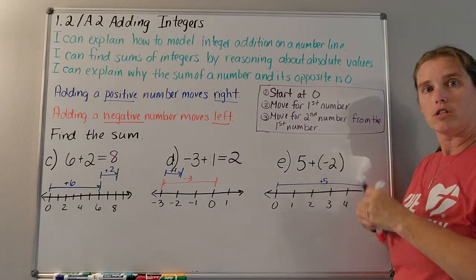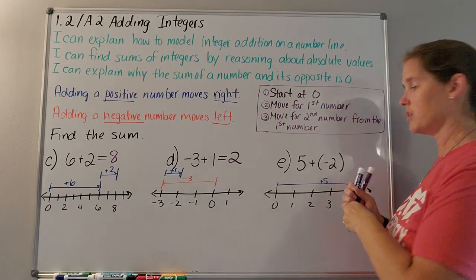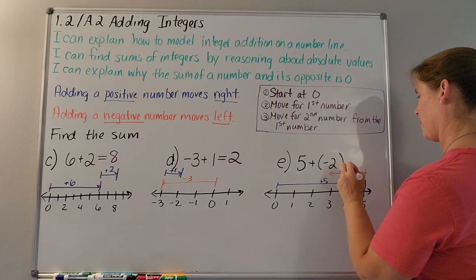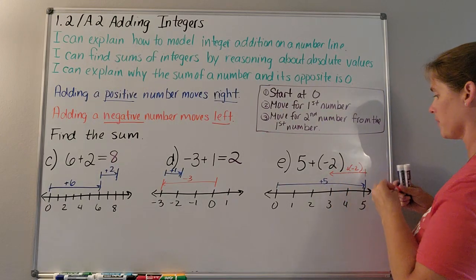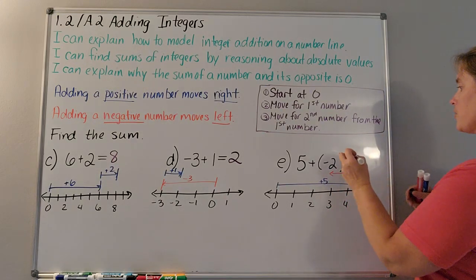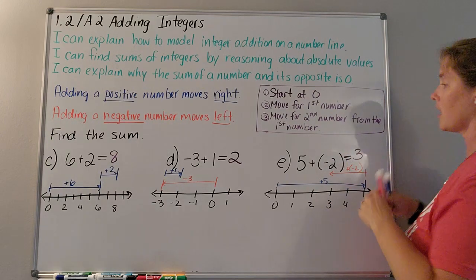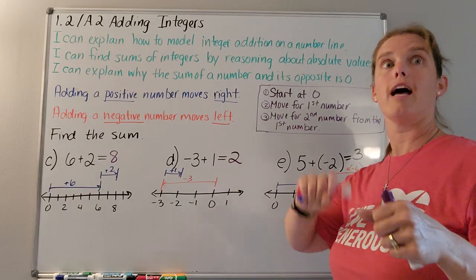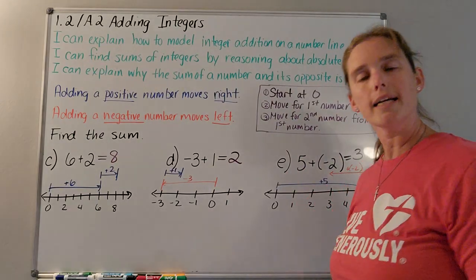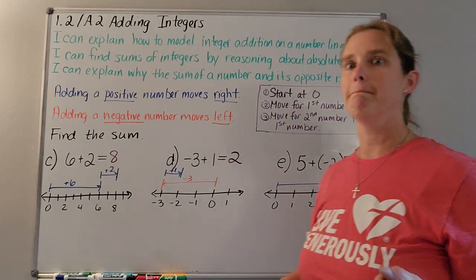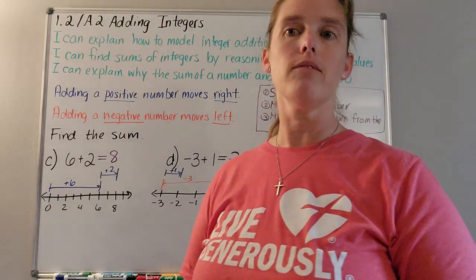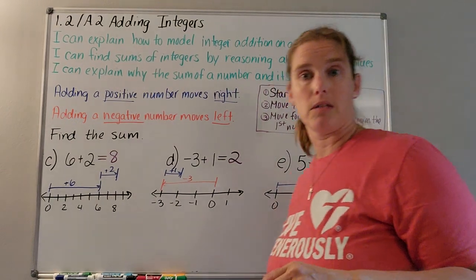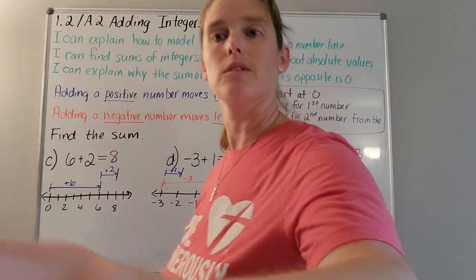Plus -2. 2 means I go 2 left using my red. 1, 2. Where did I end up? Look at that. I ended up at 3. So this time, when the absolute value of the positive number was bigger than the absolute value of the negative number, I stayed positive. Let's tuck all that info away, because that's going to help us reason out some things about absolute values and help us make our rules.